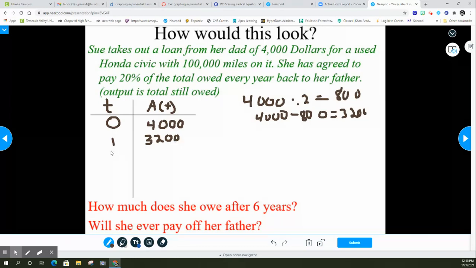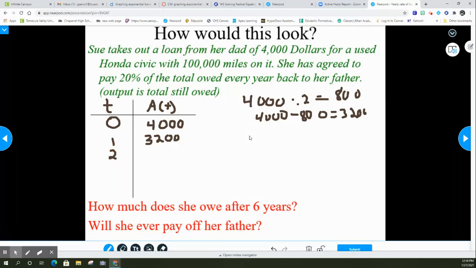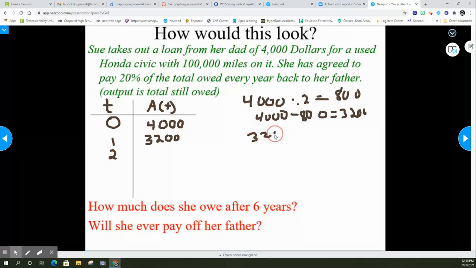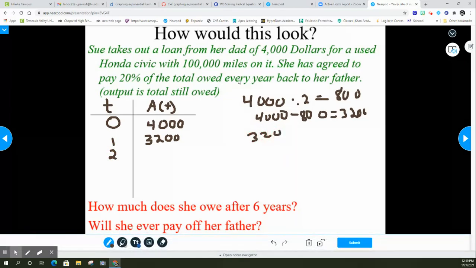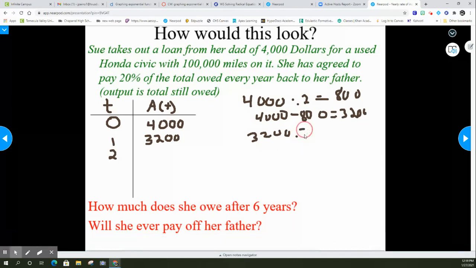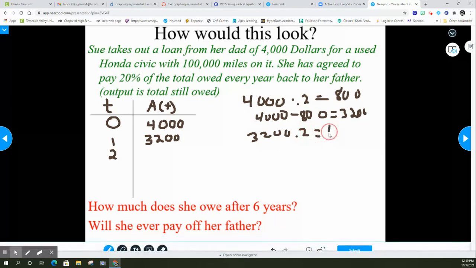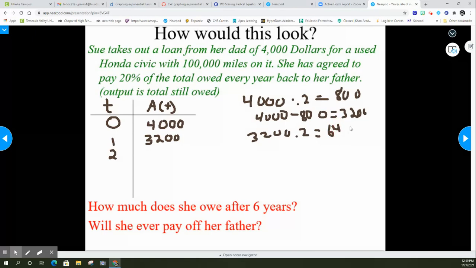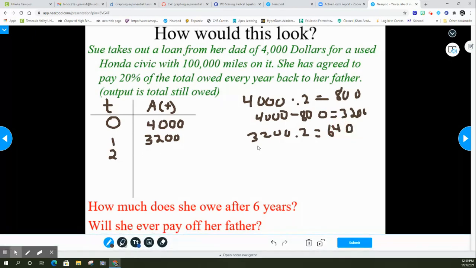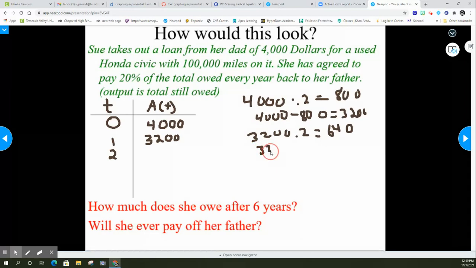So the next year, how much is she going to pay back? Now it's 20% of 3,200 because she's only paying back 20% of what she owes. So the total owed every year. Again, I multiply that by 0.2, and now I get 640. And if I subtract 640, so 3,200 minus 640, this means 2,560.